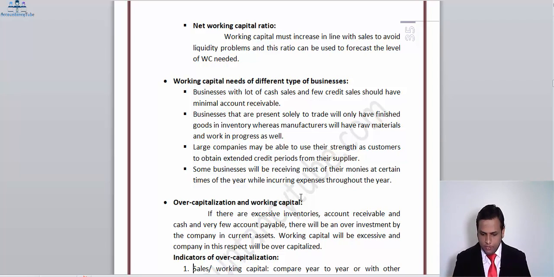Then, regarding this, some businesses will be receiving most of their money at certain times of the year while incurring expenses throughout the year. Now, if you talk about, let's say, a Christmas tree manufacturing company, they produce throughout the year, but their sales normally happen at Christmas.